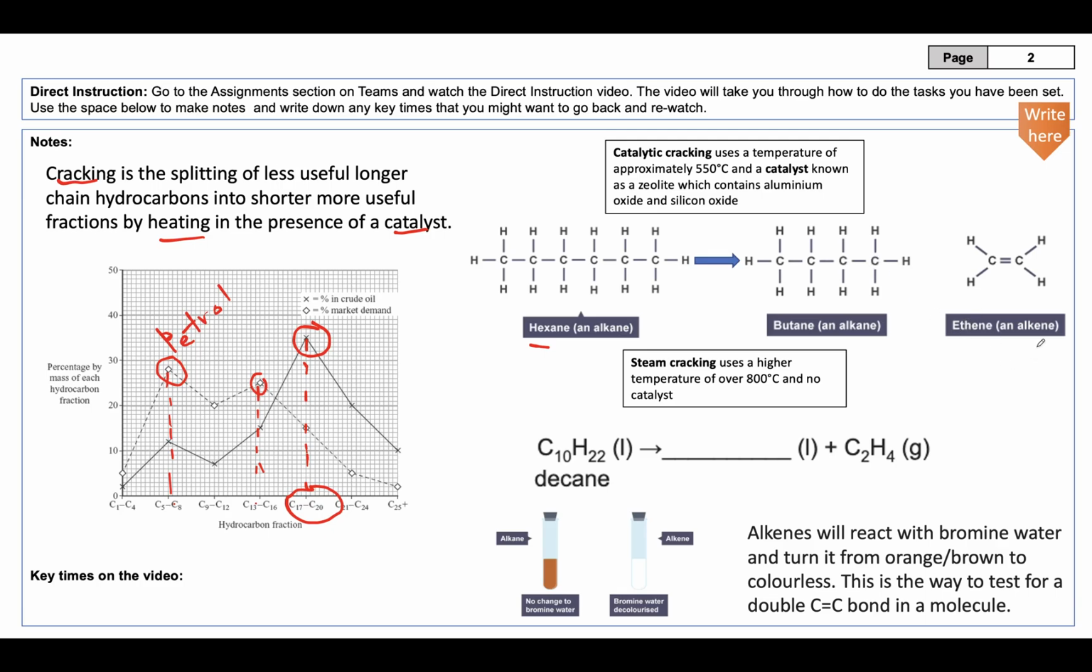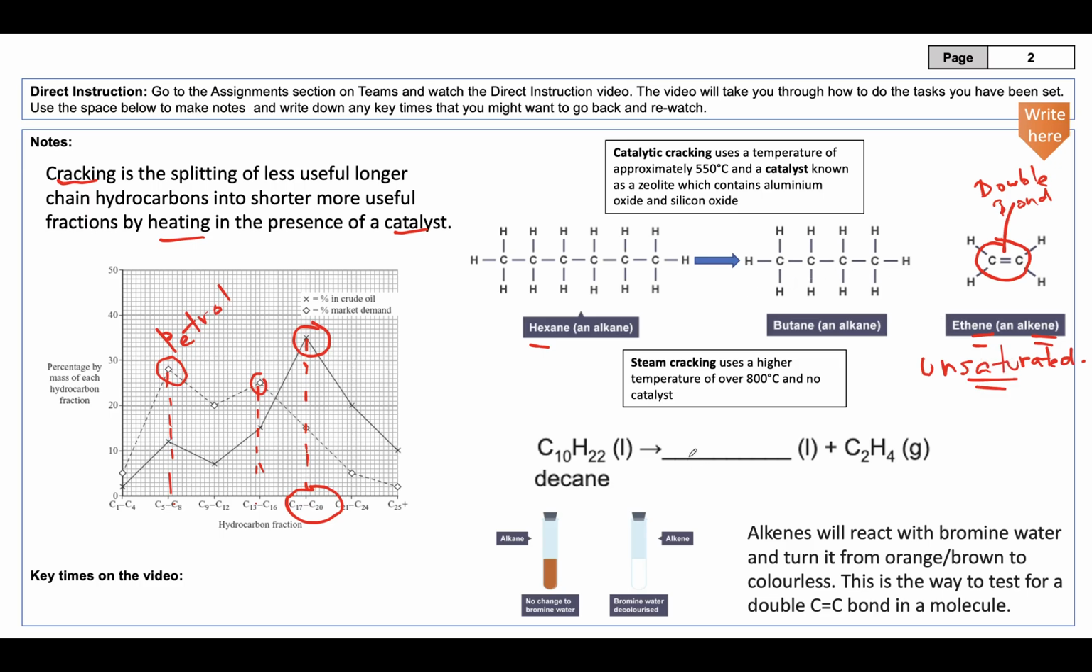And the alkene, so note the ENE on the end of alkene matching the ENE on the end of ethene. This has something that alkanes do not. So all alkenes must have a double bond. So alkenes have got to have that double bond. We say if it has a double bond, it is unsaturated. So we say it's unsaturated.